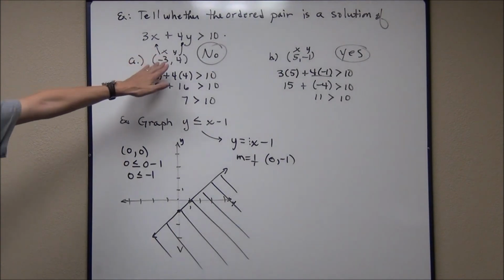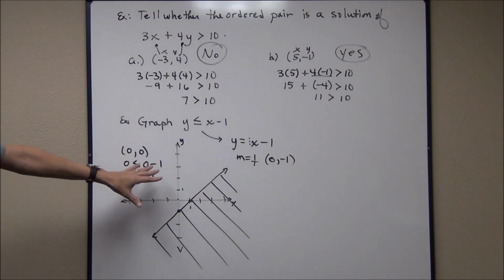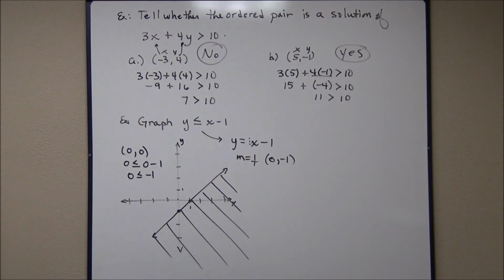See, it's a lot simpler just to substitute the ordered pair in to see if a particular point is a solution or not. A little bit more difficult to find a graphic representation of all the solutions. But you can get good at it. It just takes practice, practice, practice.